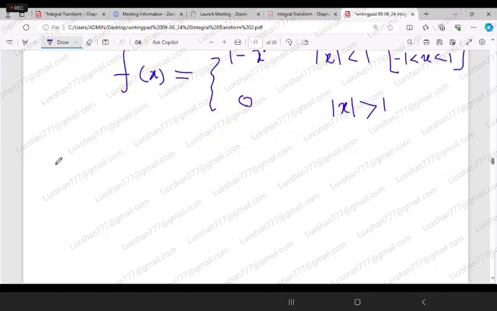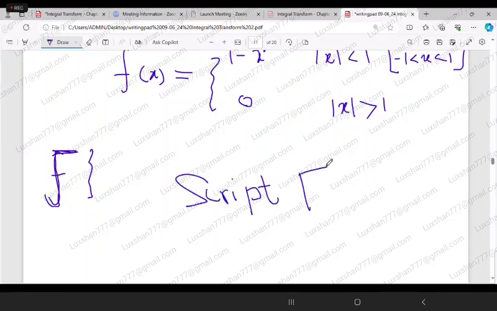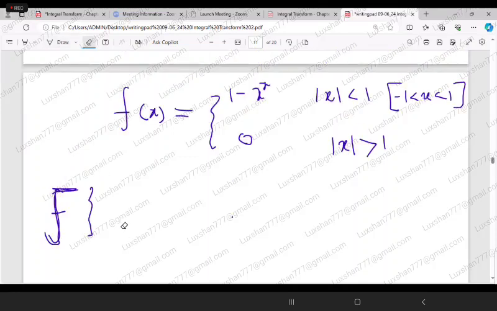Now we are going to find the Fourier transform of this function f(x). This is script f. We call this script f, not just f. So the Fourier transform of f(x): we are going to use the definition to find this.